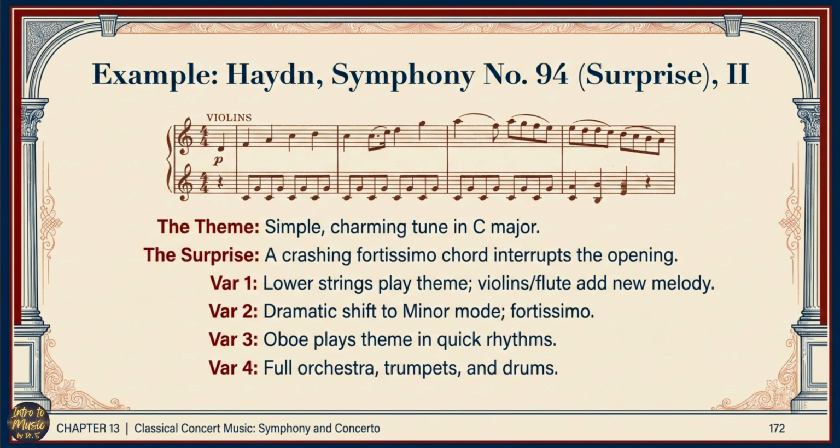In the second movement, Haydn presents a simple, charming tune. The surprise comes when a crashing fortissimo chord interrupts the quiet melody, a joke Haydn played to wake up the audience. He then takes this theme through variations, adding a counter melody in the first, shifting to a dramatic minor mode in the second, and giving the tune to a solo oboe in the third.